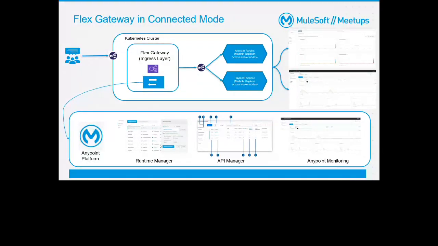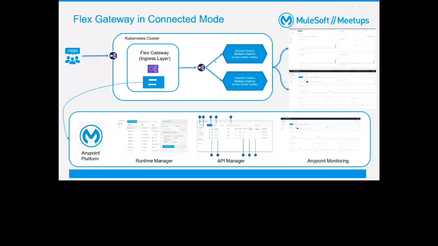Okay, I will talk about a few Flex Gateway options. We can set up a Flex Gateway in connected mode. For high availability, you can deploy multiple replicas of your Flex Gateway, so for one Flex Gateway you can have more than one replica. This will provide high availability, scalability, and a fault tolerant kind of architecture.